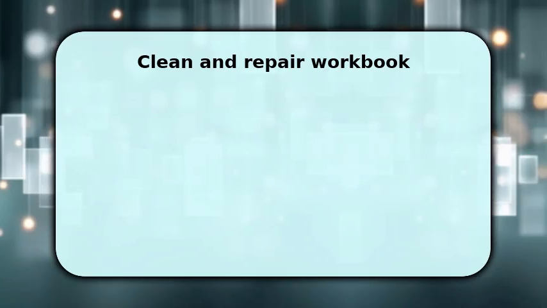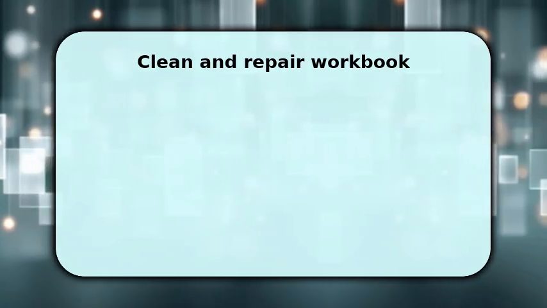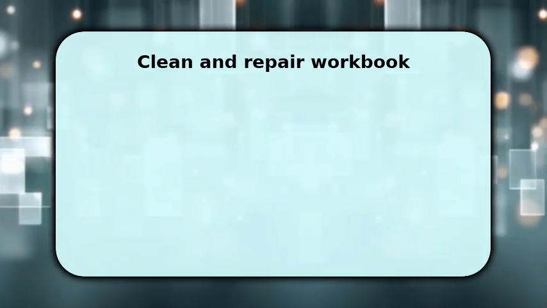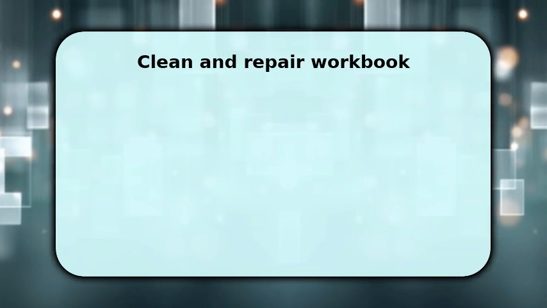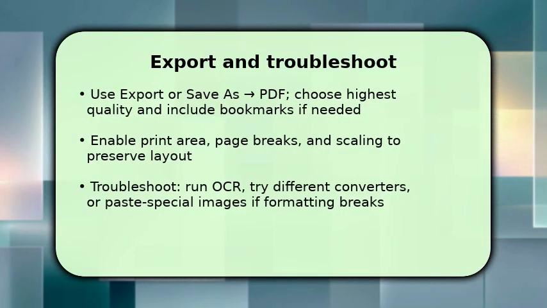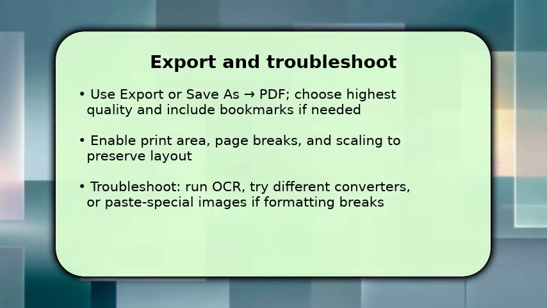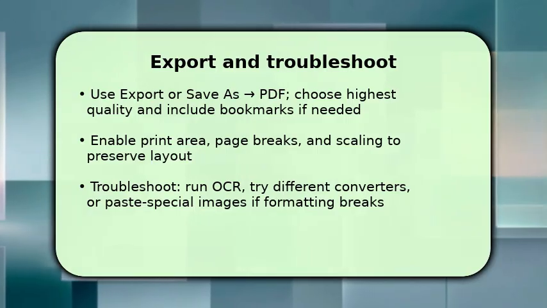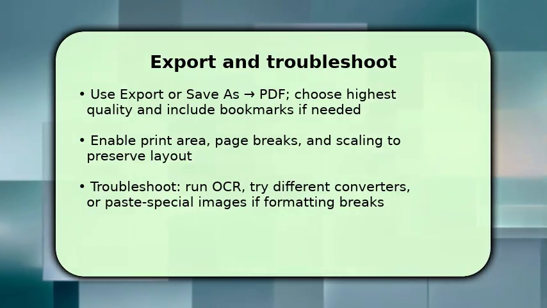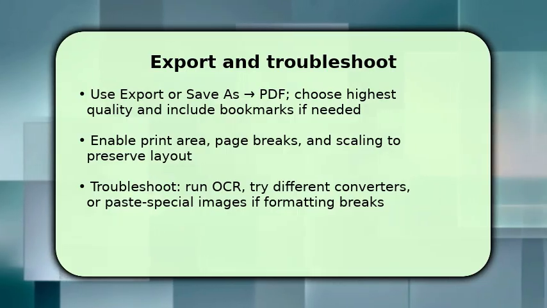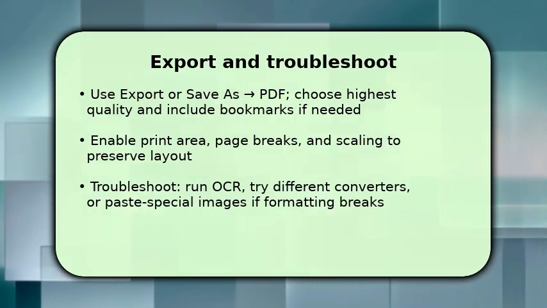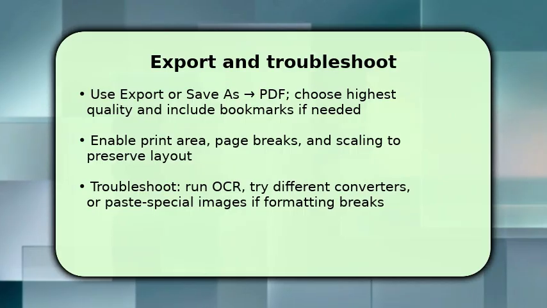If tables lost their names or ranges, recreate them so filtering and pivot tables work properly before you export again. To finish, set your print area and page breaks, then choose File > Export or Save As > PDF with high quality and appropriate scaling. Make sure to include bookmarks or PDF tags if accessibility matters.